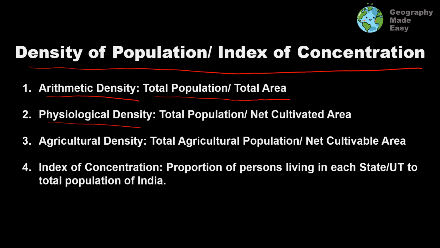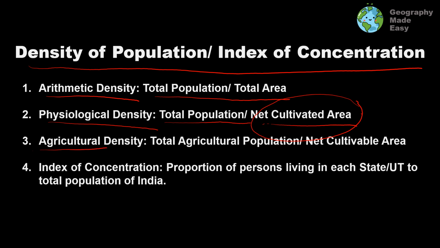Then we have the physiological density. The physiological density takes into account total population and net cultivated area. This physiological density talks about population in terms of the amount of area which is present for cultivation. Hence, this physiological density calculation will help in explaining the food shortage or food conditions of the country. If the net cultivated area reduces in comparison to total population, then drought conditions, famine conditions, as well as food shortage conditions may occur for the country.